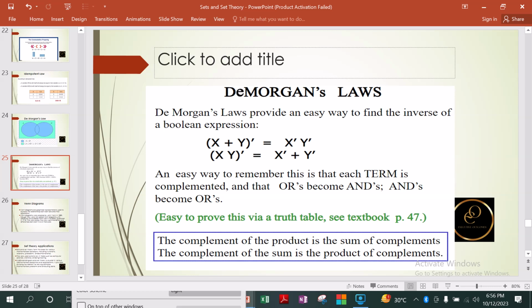Even in probability, where you have or you add, and where you have and you multiply; or is like union, and is like intersection. So that much you should know. The complement of the product is the sum of the complements. The complement of the sum is the product of the complements. That is De Morgan's law.